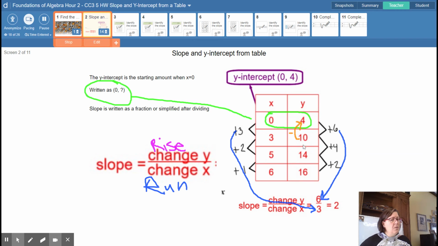Okay, so one thing to note that you can use, hey Mia, switch over to the Meet, please. You can use your calculator to find that difference.